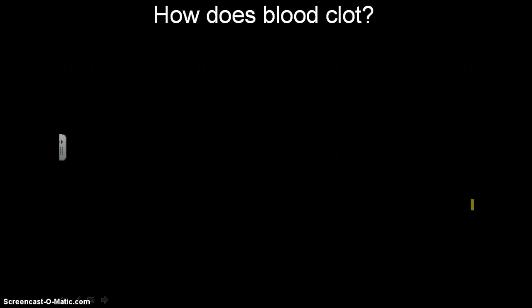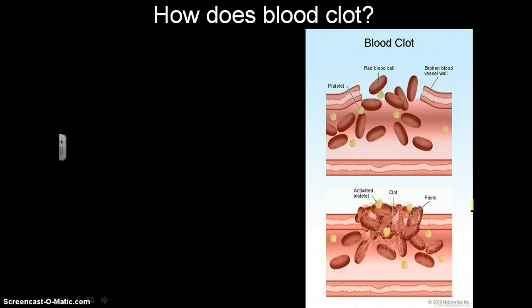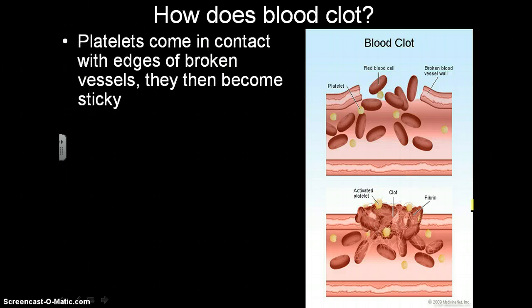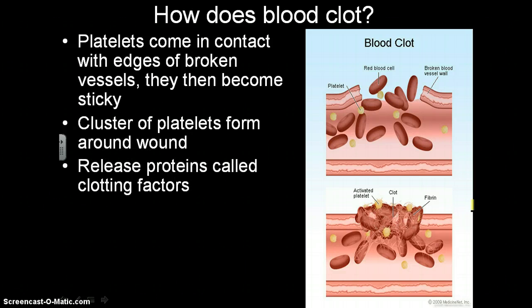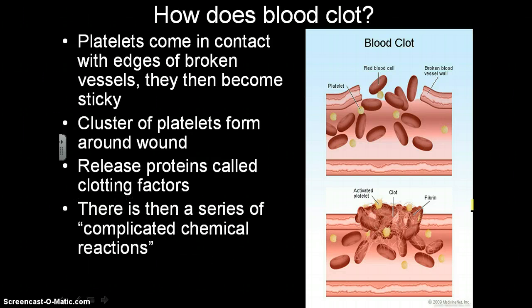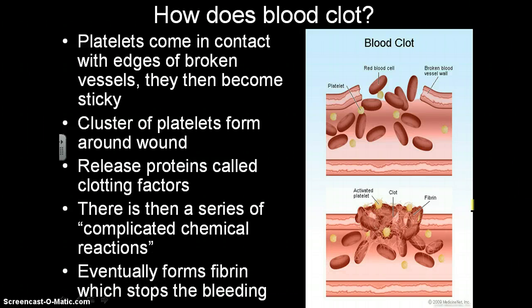How does blood clot? So say you get a cut, you get a scrape, you fall. What is going to happen to prevent you from continuously bleeding? Platelets come in contact with edges of broken vessels. They then become sticky. So a cluster of platelets forms around the wound. They release proteins called clotting factors. And this is a whole series of really complicated factors. They're basically going to cause this domino effect. And all these complicated reactions are going to lead to a clot forming.